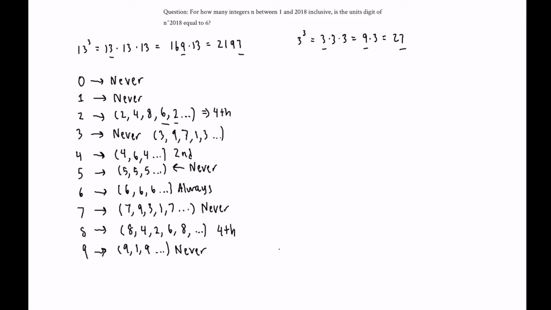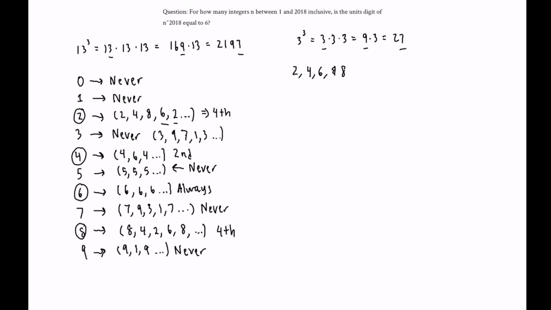Let's look at our table. The only digits we want to consider are 2, 4, 6, and 8, as none of the other units digits will yield a units digit of 6 whenever we raise it to a certain power, or in this case 2018. So the only digits we want to consider are 2, 4, 6, and 8.